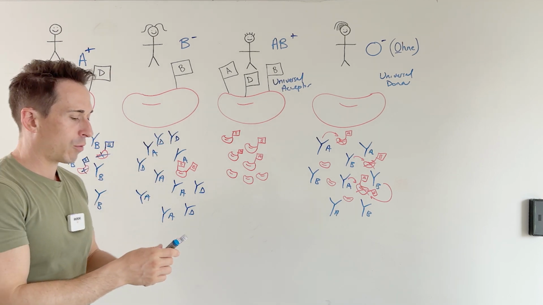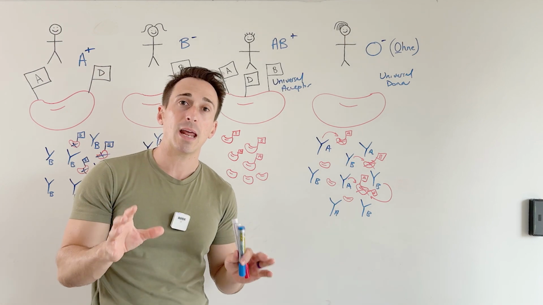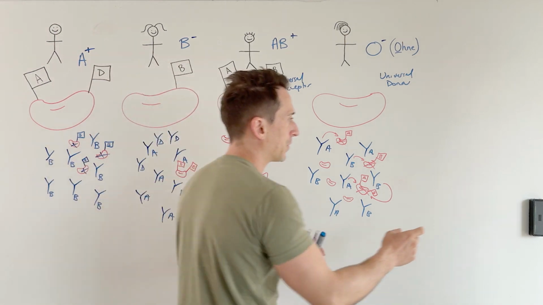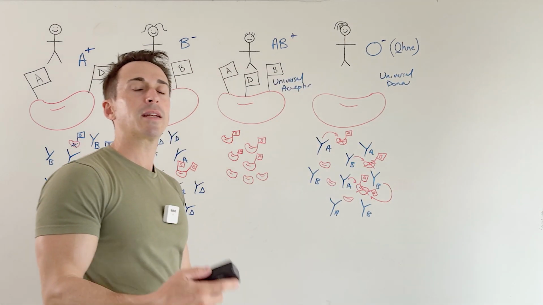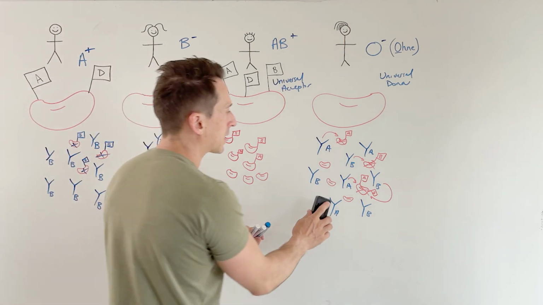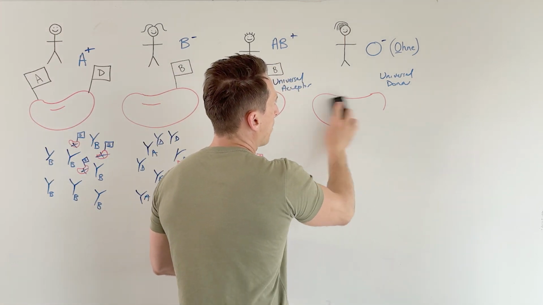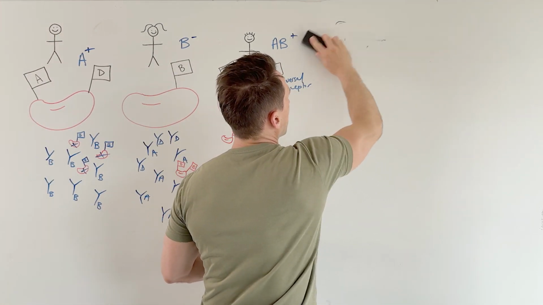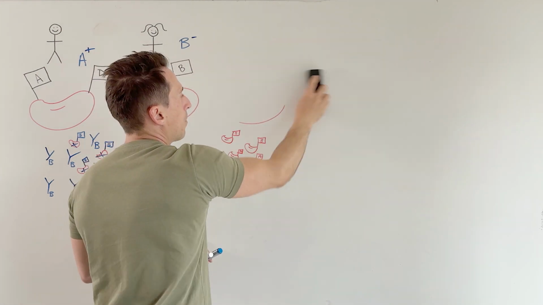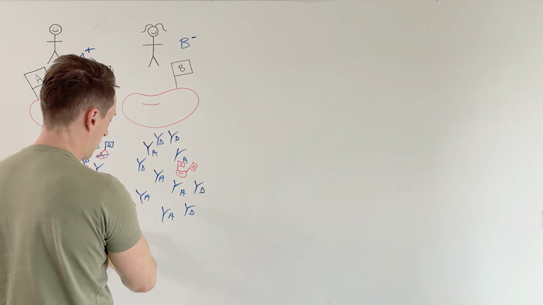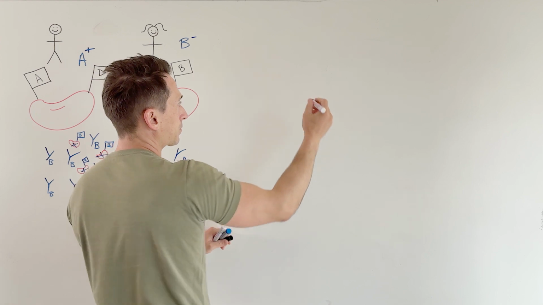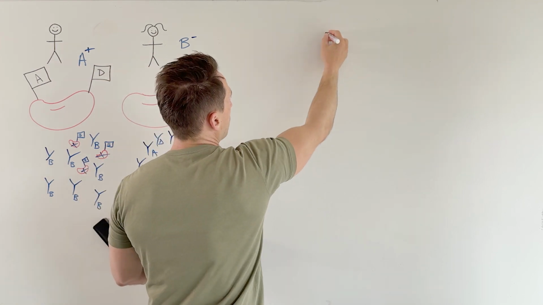I want to talk to you very briefly about what can happen with pregnant mothers. There's something called hemolytic disease of the newborn. This is a condition that can happen when a mother is rhesus negative, but the baby is rhesus positive. So let's draw this up here. Let's just say, here is mum.